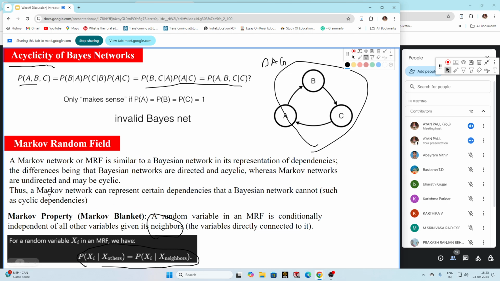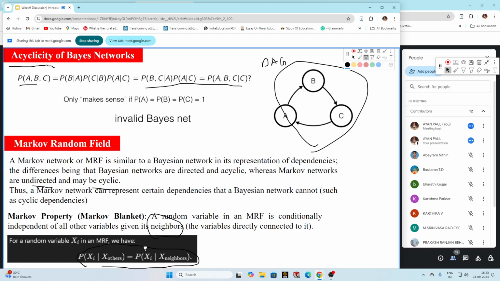So in this slide, just remember that a Markov random field is similar to a Bayesian network. The only thing is it also solves the undirected problem as well as the cyclic problem. A random variable in a Markov random field is conditionally independent of all other variables given its neighbors. So if the neighbors of a particular node are given, all other nodes are independent of that node. We can discuss this in the next slides, and this is a property of a Markov random field.